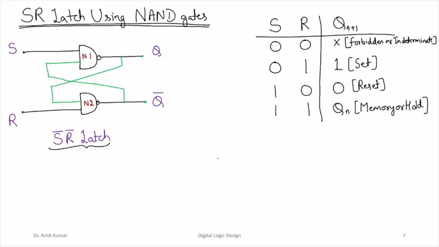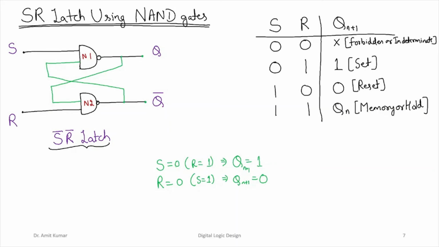If you carefully observe the characteristic table, if S is 0 and R has to be a 1, the output is in the set state. That is why the value of S is active low. Similarly, in the second case, when R is 0, that is active low, and S has to be 1, the output is in the active low state, that is, the reset state.